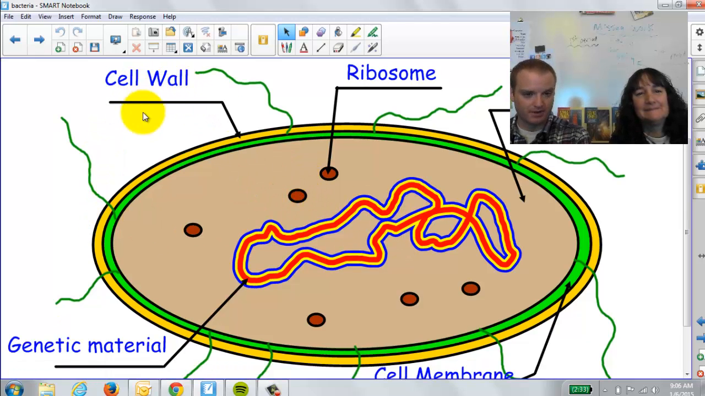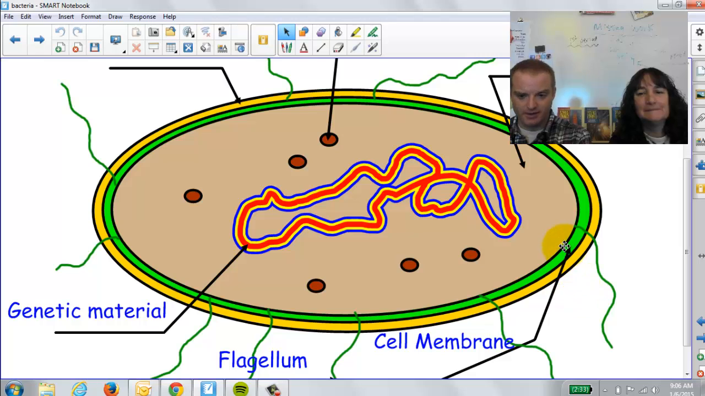The outermost part, there's that cell wall. So unlike our cells, they do have cell walls. And the inner layer then is the cell membrane, which allows things to pass in and out. And there's these flagella. Some might have one flagellum, some might have many, or even none. It depends on the species. And again, floating around the inside, here's that DNA, that genetic material. It's not in a nucleus.